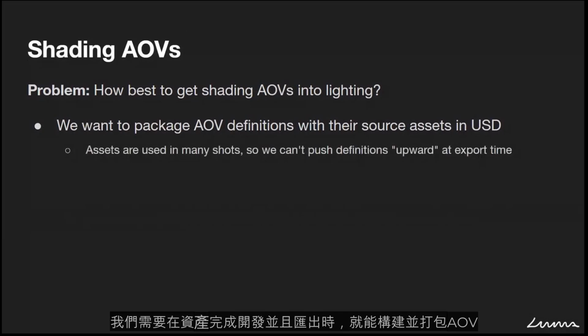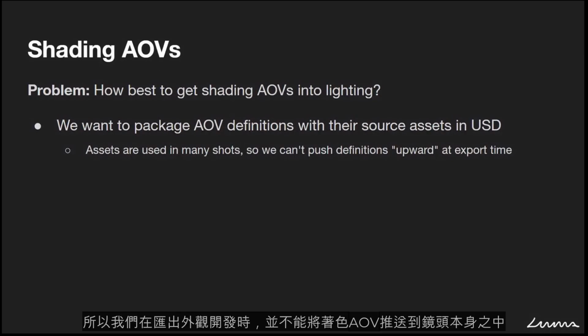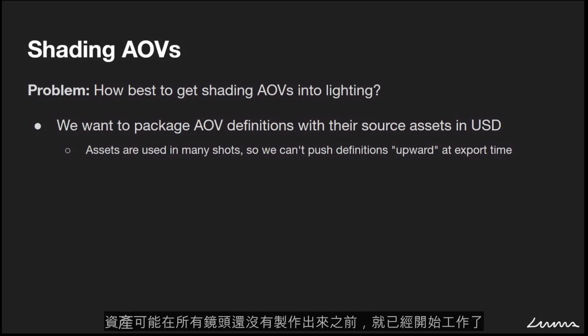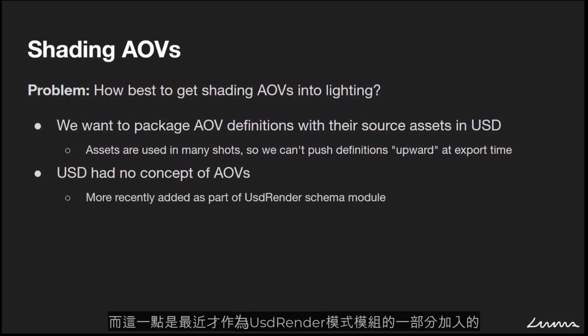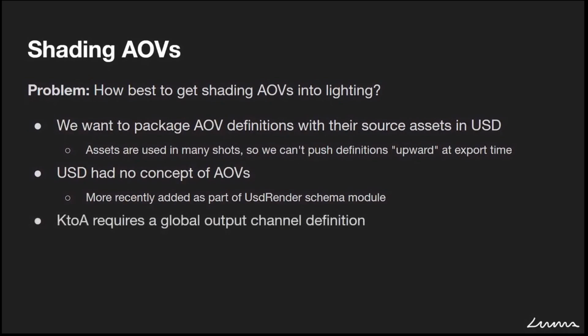So as part of this, we need to be able to package those AOVs with the asset look dev when it's exported. But because the assets are potentially being used in many shots, we can't push the shading AOVs into the shot itself when we export the look dev because there's out of order problems there. The asset is probably being worked on well before all of the shots have been created. So there's also a big problem, which is that USD didn't have any concept of AOVs. This has been more recently added as part of the USD render schema module, but at the time we were on new ground there.